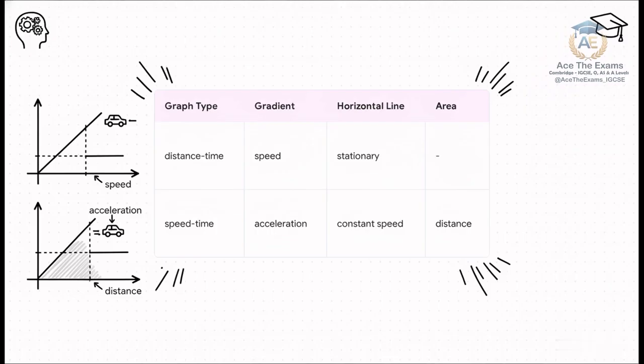Here, the gradient equals acceleration. A horizontal line means constant speed, and the area under the graph is your distance traveled. Mixing these up in the exam room is an absolute disaster.